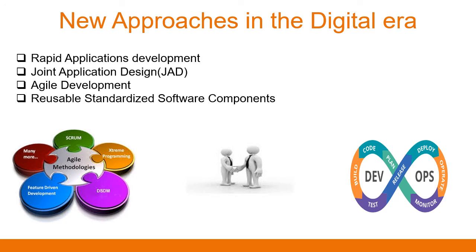So what are the new approaches in the digital era here in systems development methodologies? First, we have rapid application development. Next, we have the joint application design, or JAD. And then we have the agile development process, which is a more rapid methodology which guarantees smooth and fast deployment of software changes or software enhancements within a very short period of time, with numerous iterations, and is very economical as well.